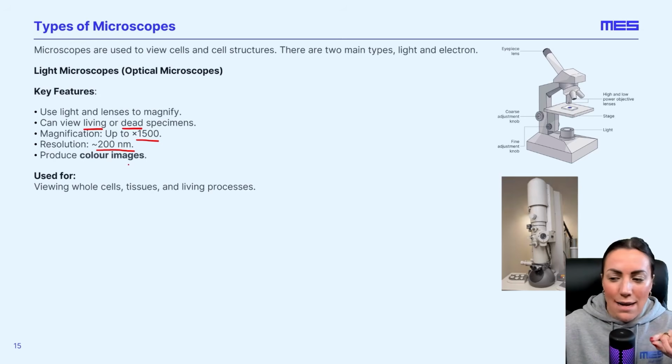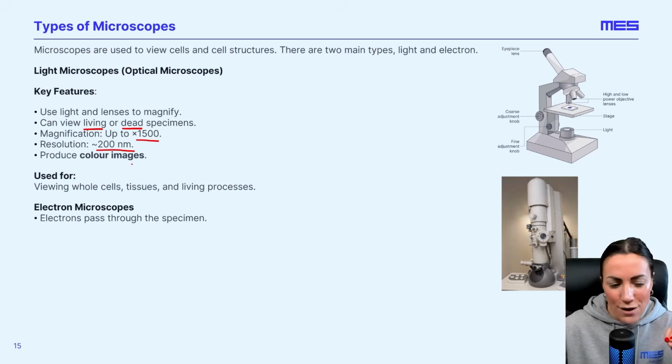And you're going to use a light microscope for viewing whole cells, tissues. You probably looked at onion tissue. You might even view a living organism, a fly, something like that, under a mite, Daphnia. I'm trying to think of what you might have seen, because you can see living specimens with a light microscope.